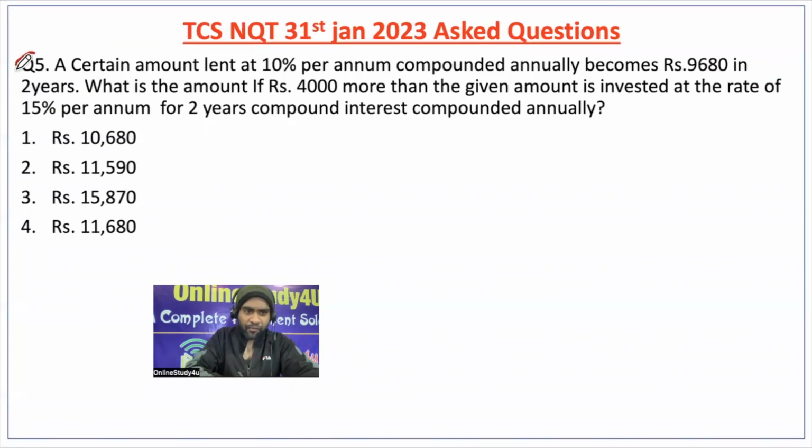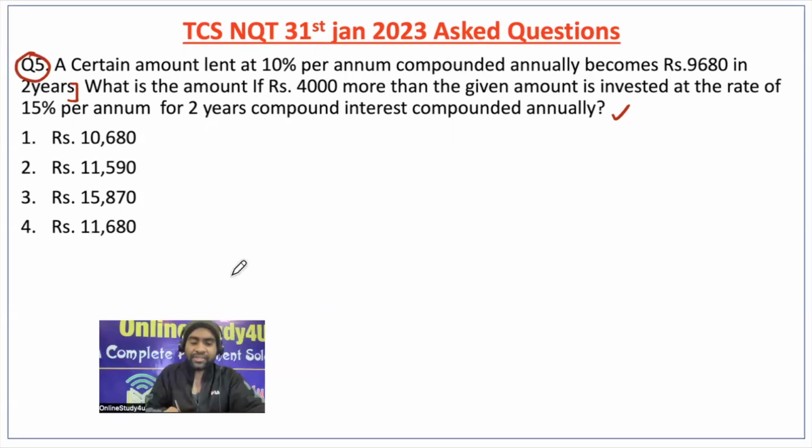Now, friends, question number 5. A certain amount lent at 10% per annum compounded annually becomes rupees 9,680 in 2 years. Then what is the amount if rupees 4,000 more than the given amount is invested at the rate of 15% per annum for 2 years, compound interest compounded annually? The first thing here is that the principal has not been given, so let us try to calculate the principal.